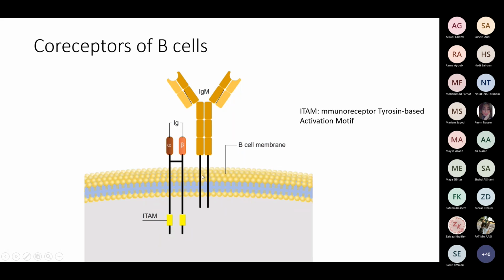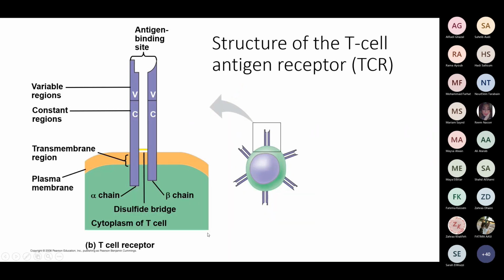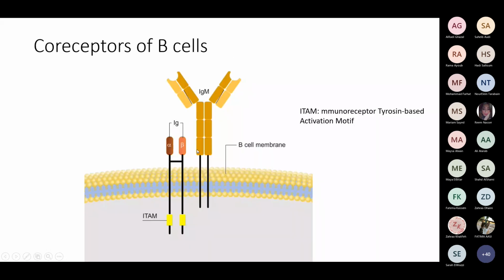But it doesn't have any signaling structure. This immunoglobulin that you see here doesn't have a signaling structure. So when the receptor is going to recognize the antigen, it has to give a signal into the cell, right? So the signaling is actually produced by another receptor that we call a co-receptor of the B cell, and normally it's a CD79.